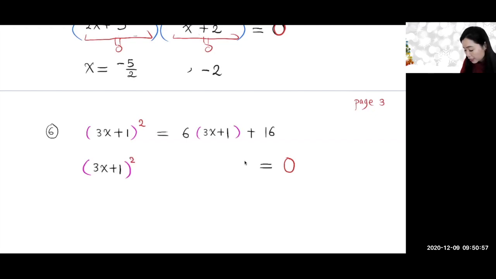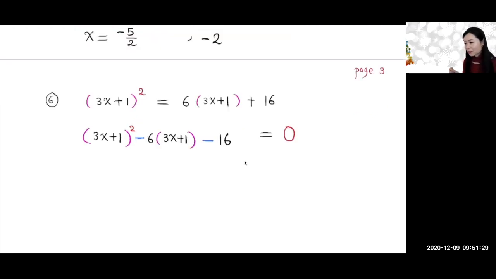And then I make the other side to be 0. So the square on this side and then the other side to be 0, okay? Now this one here, I had to move to this side and change the sign, okay? So that will become minus 6 times 3x plus 1. And then also move this over, become minus 16. Okay, or you think about subtract both sides by 16.